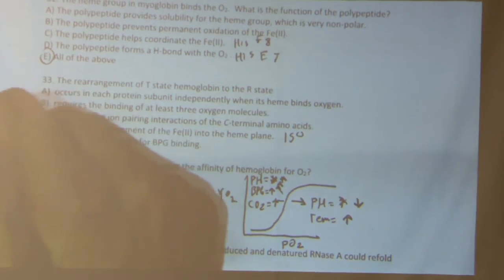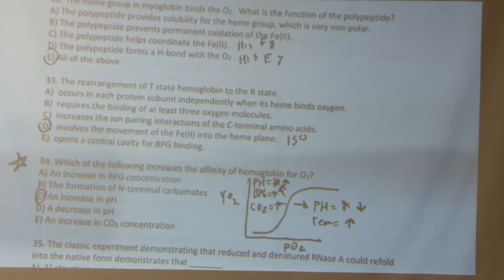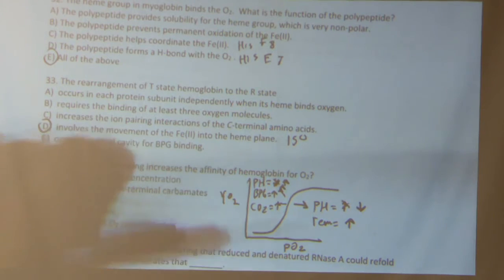So double check on this one. Just look on the PowerPoints and make sure that when there's a shift to the left, what's happening to BPG, what's happening to pH, and what's happening to temperature. We can come back to that one later on as well.